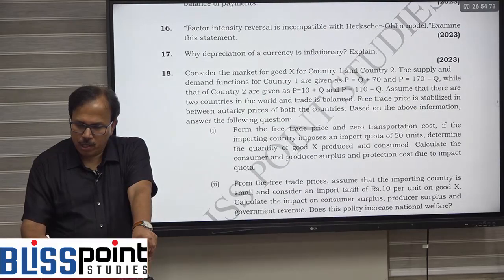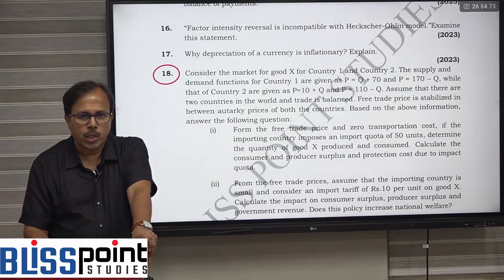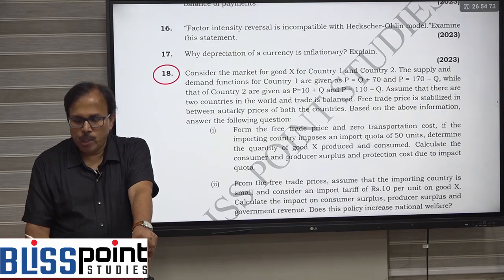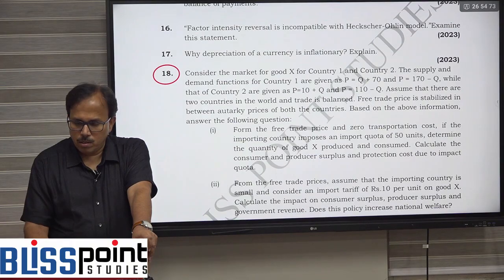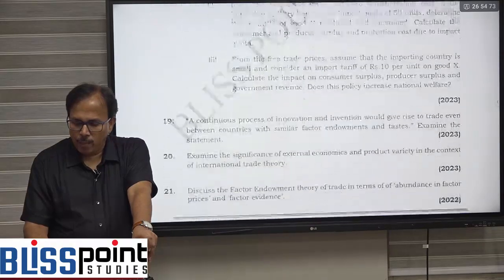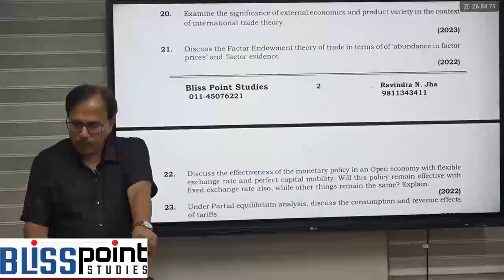One time this numerical question was asked related to the import quota and import tariff. A 20 mark question was there, first time a numerical question was asked in the international economics section. So how to solve this import tariff and import quota.